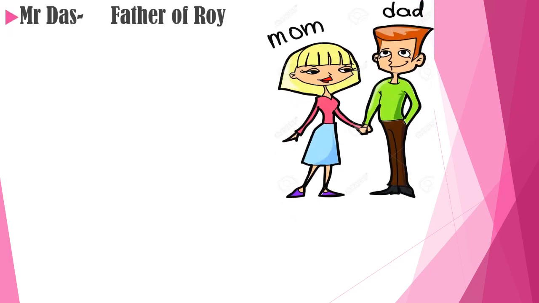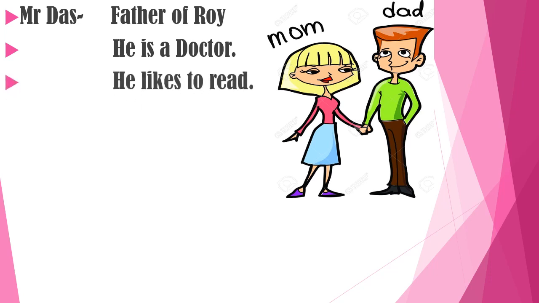So the next one is Mr. Das. In this lesson, Roy is introducing his family. तो उस family में मम्मी भी है, पापा भी है, friend भी है, Roy खुद है और उसकी sister भी है. So now Mr. Das, the father of Roy. Who is Mr. Das? Father of Roy. Roy के पापा. He is a doctor. वह कौन है? वो डॉक्टर है. He is a doctor. He likes to read. उन्हें पढ़ना पसंद है.